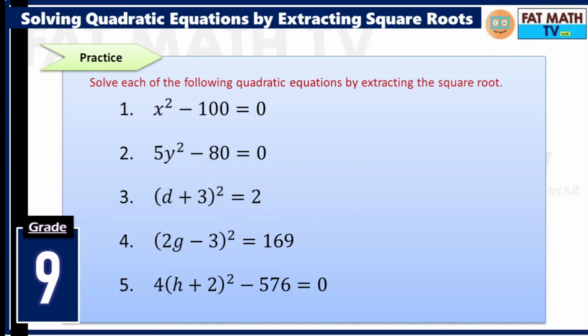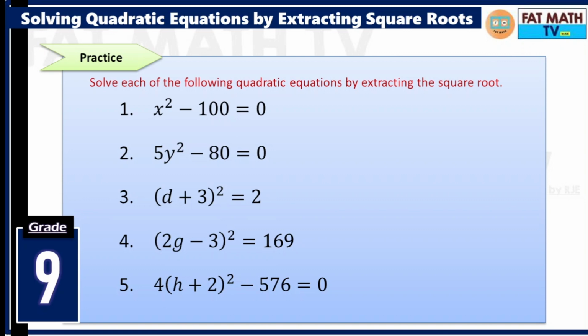Number 1, x squared minus 100 equals 0. Number 2, 5y squared minus 80 equals 0. Number 3, (d + 3) squared equals 2. Number 4, (2g - 3) squared equals 169. And number 5, 4 times (h + 2) squared minus 576 equals 0. Pause the video if you need more time to answer this.